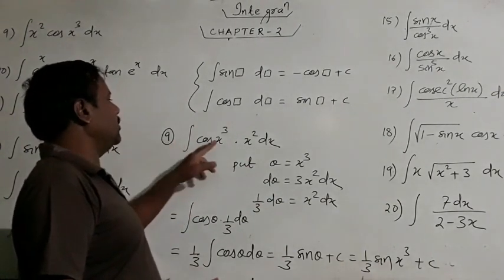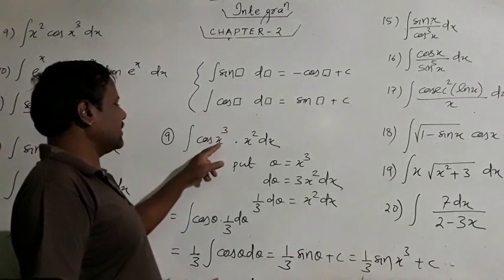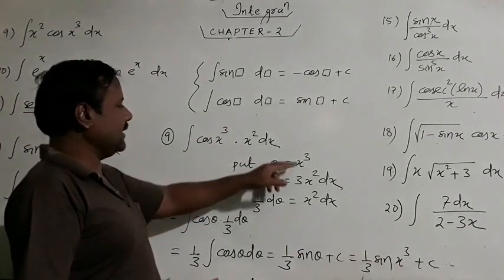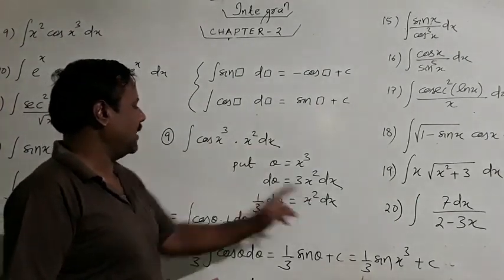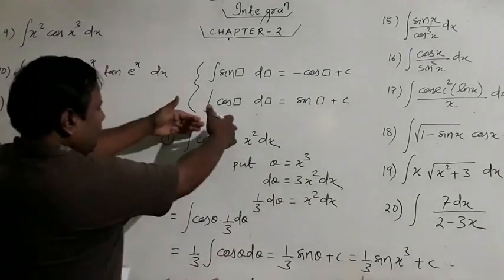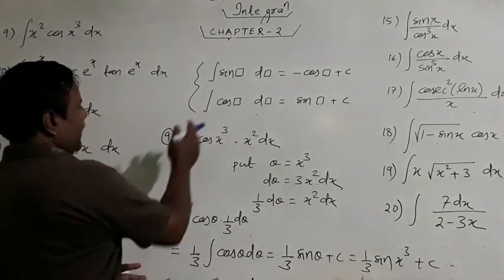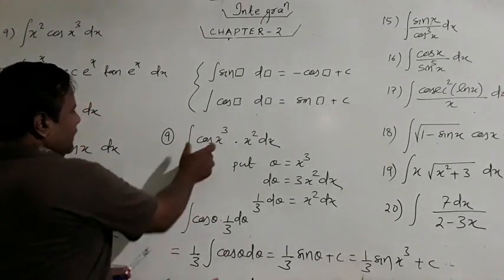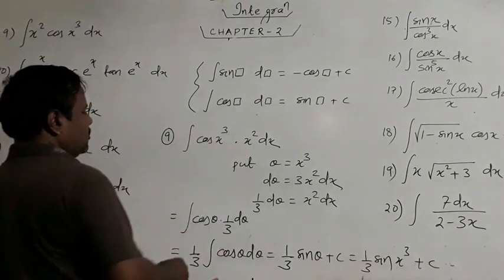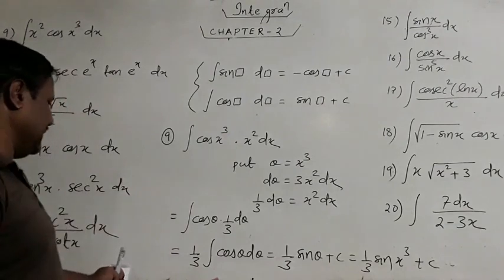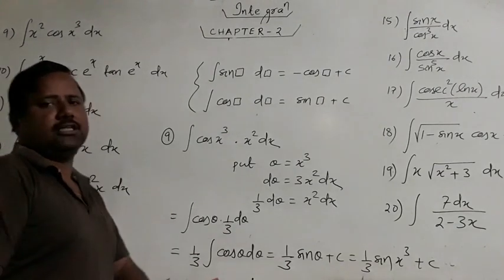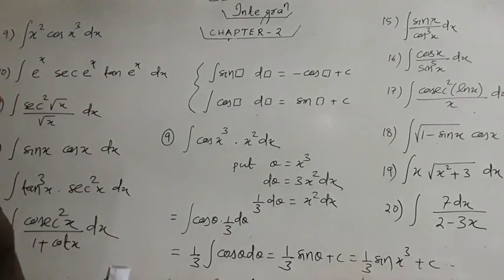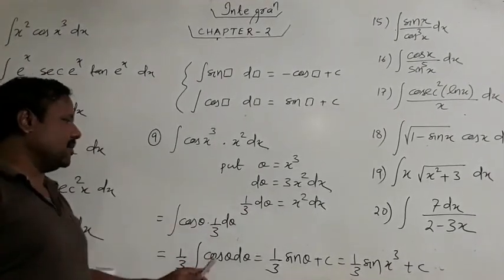Okay, no problem. So I am putting theta is equal to x cube. D theta is 3x square dx. Then x square dx is 1 by 3 d theta. Now I am totally converting that x in the form of theta. It becomes 1 by 3 cos theta d theta. And taking 1 by 3 outside, you can proceed. It's very easy. Take the screenshot of this problem.